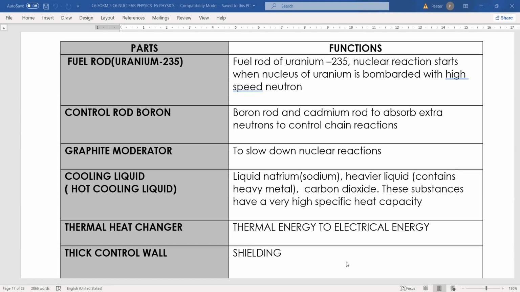And then the thermal heat exchanger, the whole idea from the coolant to the water, and then to produce steam, right? This is the whole idea. And the thick wall, the shielding system. Okay, so the whole thing is done now. Okay, next.